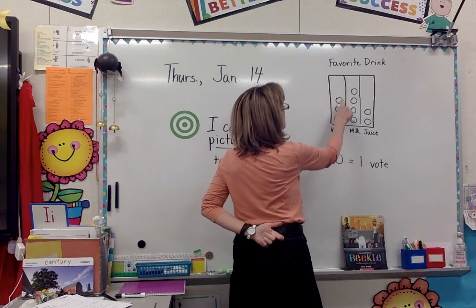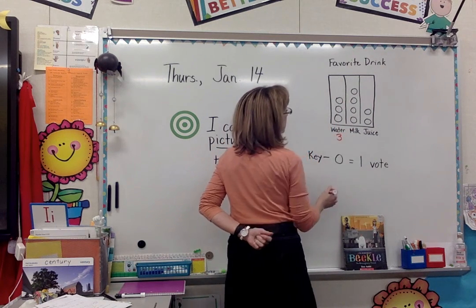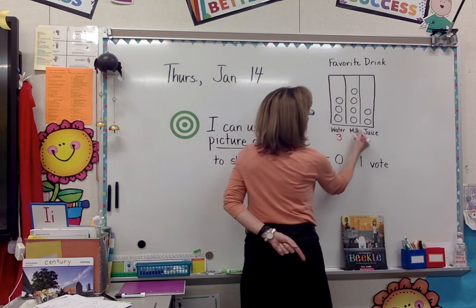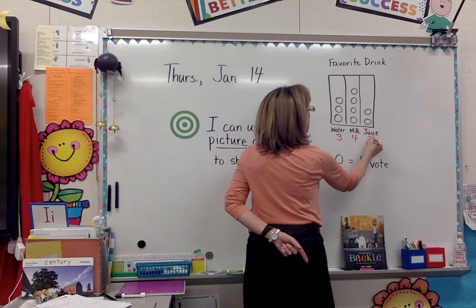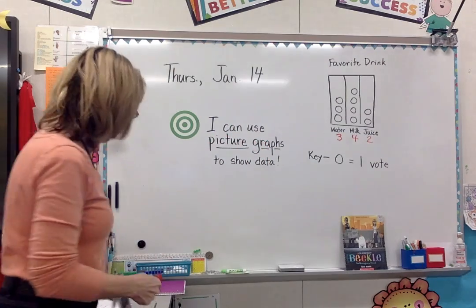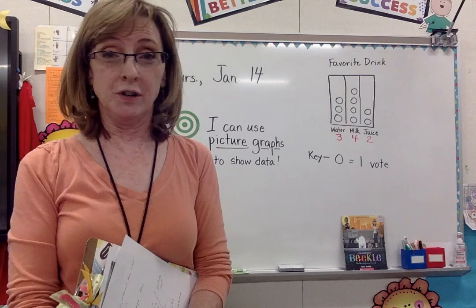How many kids chose water? 1, 2, 3. So let's record water down here. How many kids chose milk? 1, 2, 3, 4. 4 kids chose milk. How many chose juice? 1, 2. Now we can ask questions like, which drink had the most votes? Which drink had the fewest or least votes?